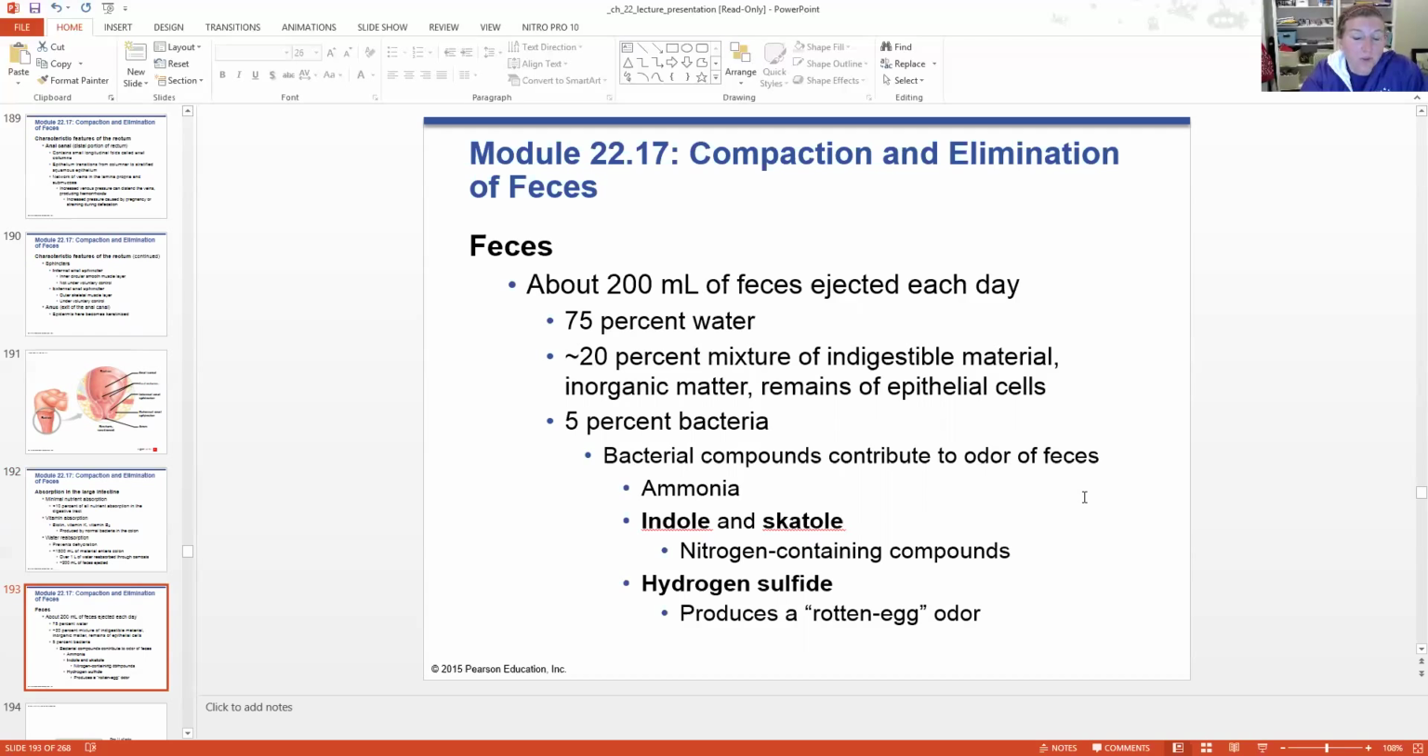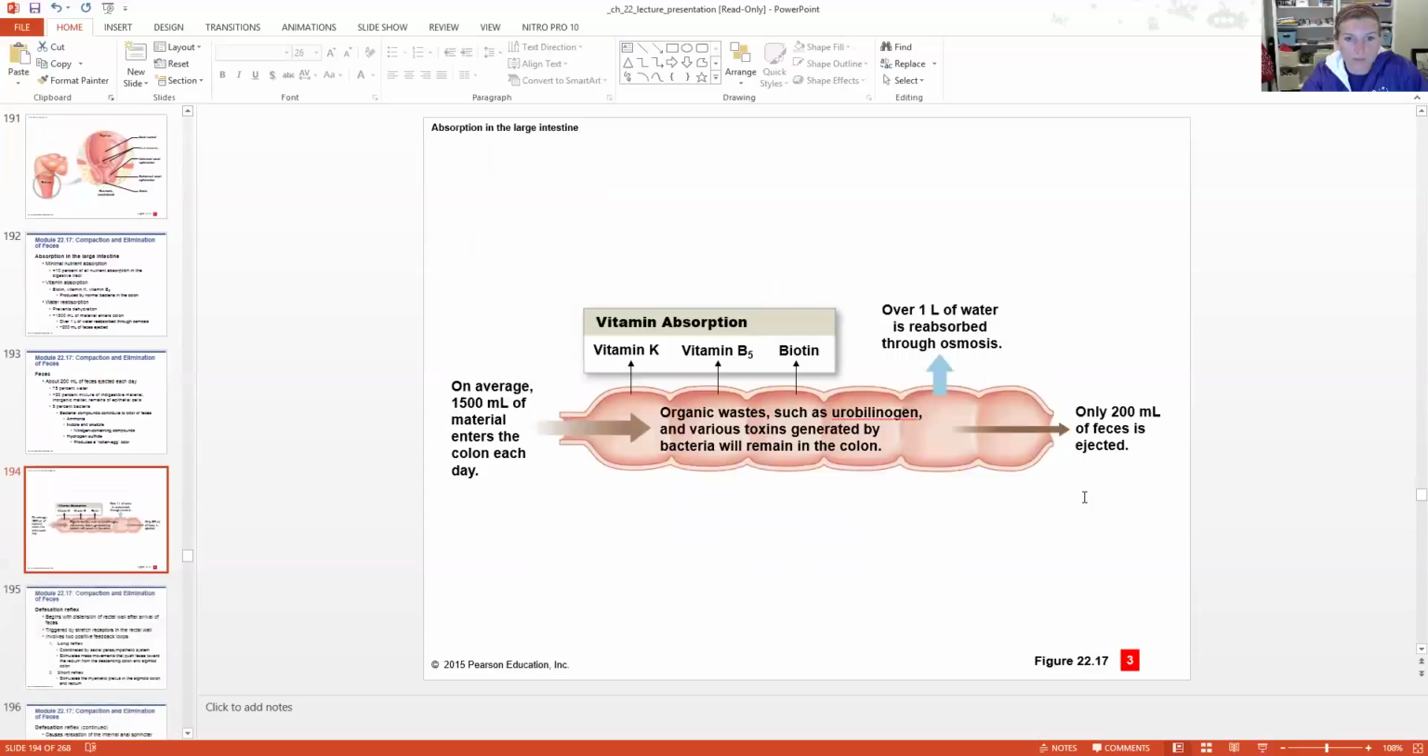The majority of it is undigestible material, inorganic matter, remains of epithelial cells that have been wiped away, literally, as that food passes through. And it's also made of bacteria. The components of the bacteria are what contribute to the odor of our feces. So ammonia, the nitrogen-containing compounds, hydrogen sulfide, which is that kind of rotten egg, stinky smell. You can thank your bacteria for those wonderful smells that come from our bodies.